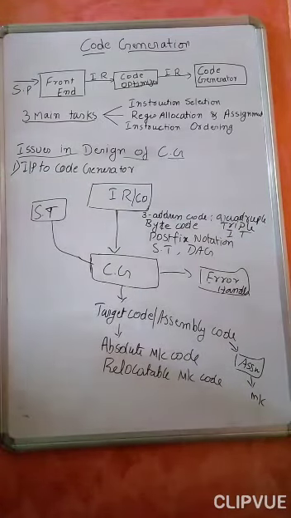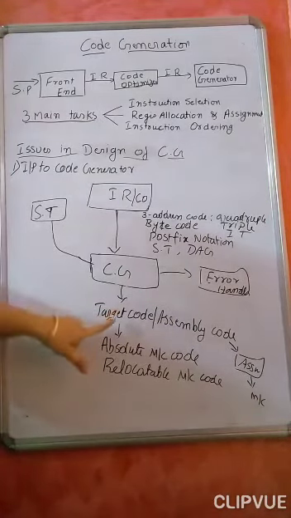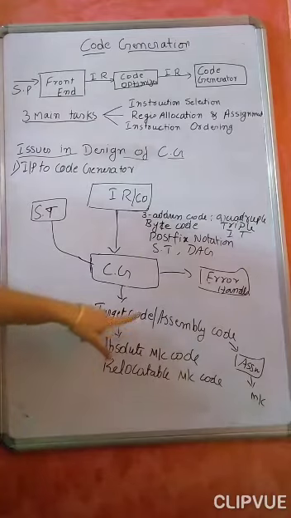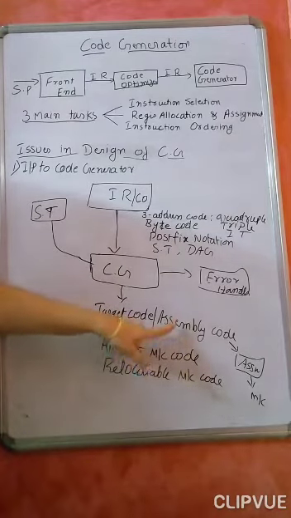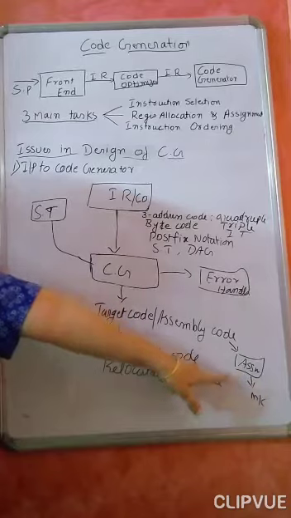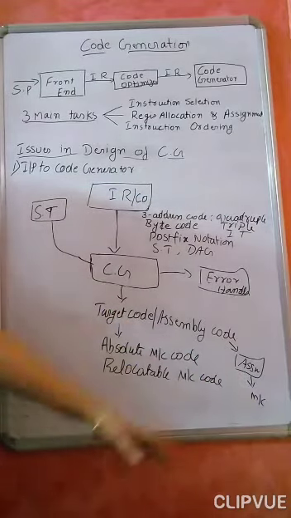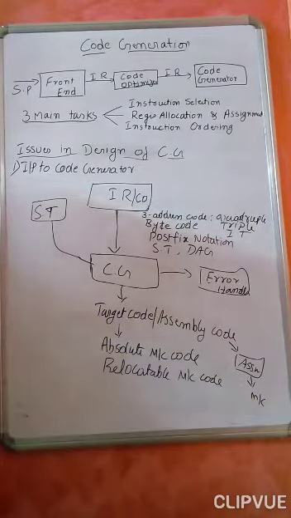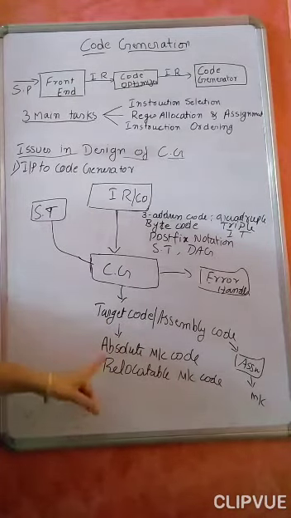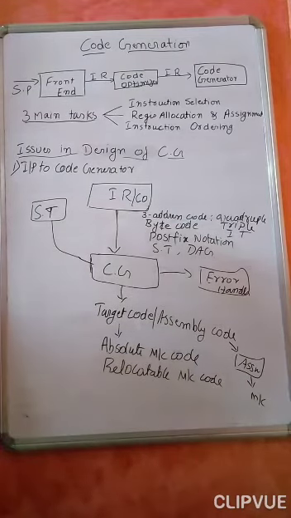So what is the output of your code generator? Either it will be a target code, or it can be assembly code. If it is an assembly code, it will be given to the assembler, so that finally the machine code will be generated. Or directly it can be a machine code. Again, in that machine code, two types are there: one is an absolute machine code, and the other one is a relocatable machine code.